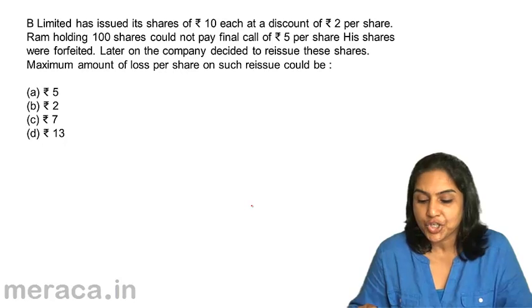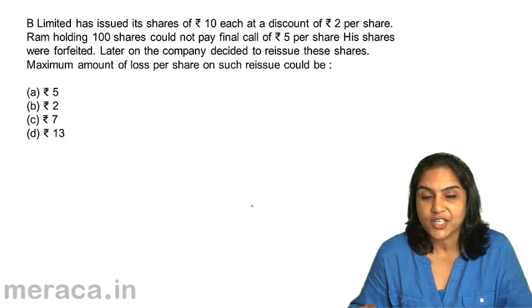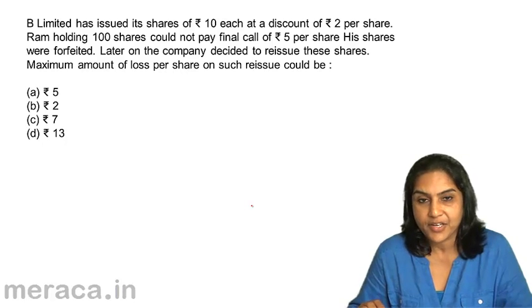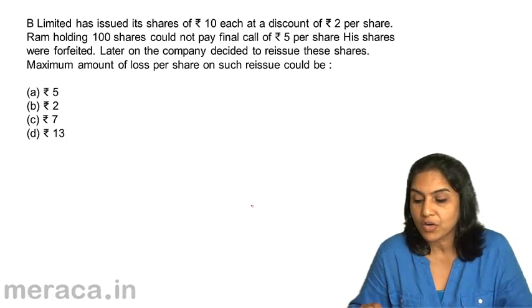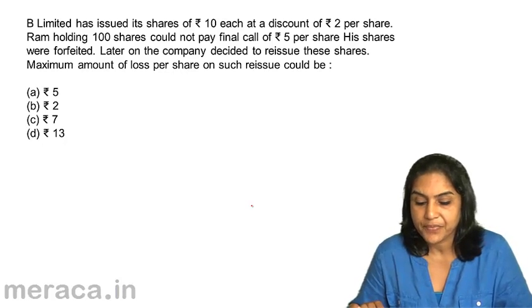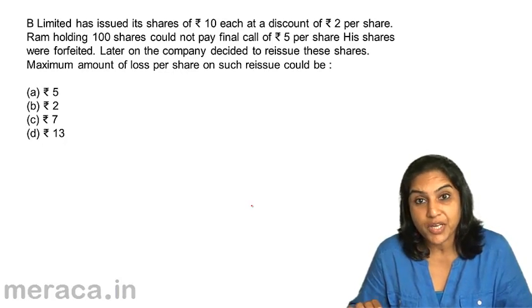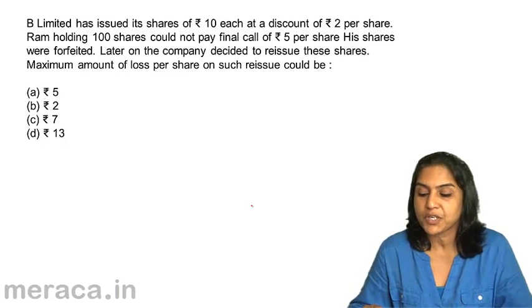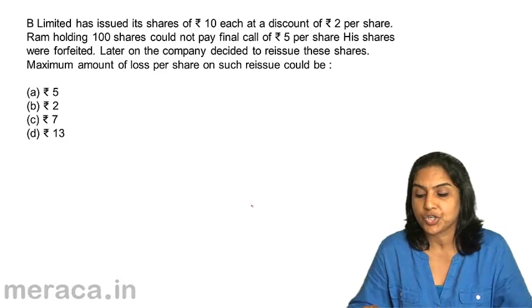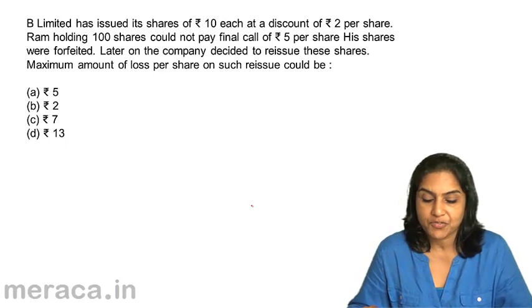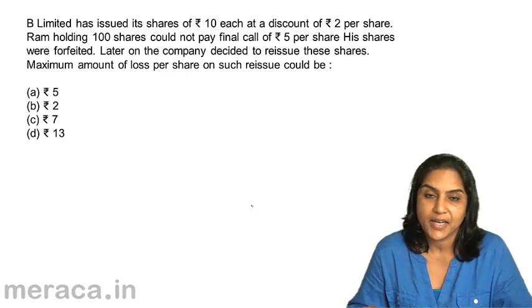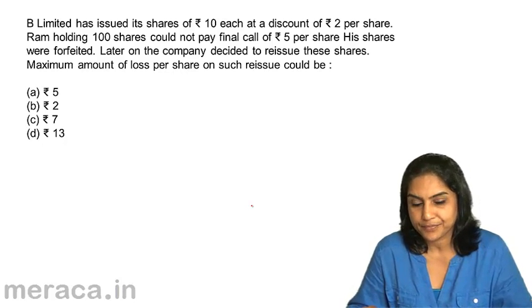B Limited has issued its shares of rupees 10 each at a discount of rupees 2 per share. Ram, holding 100 shares, could not pay the final call of rupees 5 per share. His shares were forfeited. Later on, the company decided to reissue these shares. What is the maximum amount of loss per share on such reissue could be? A. Rupees 5, B rupees 2, C rupees 7 and D rupees 13.